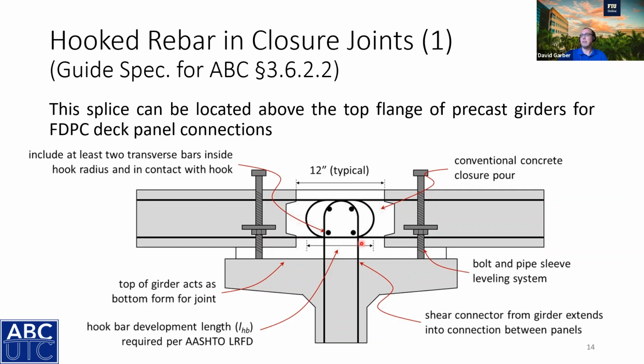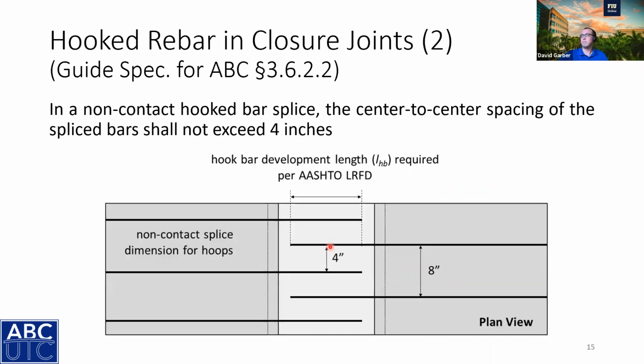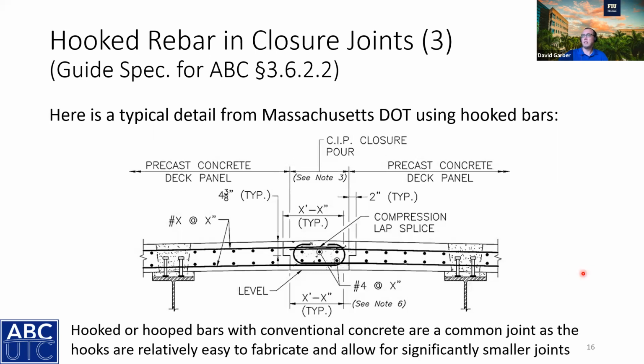And the lap distance is dependent on the AASHTO LRFD development length requirement for hooked bars. Typically these would be in a non-contact lap splice configuration, and the guide spec says the bars need to be 4 inches apart. So typically it'll be 8 inches apart in a girder so that the bars in the joint will be 4 inches apart. And here's a typical detail from Massachusetts DOT.